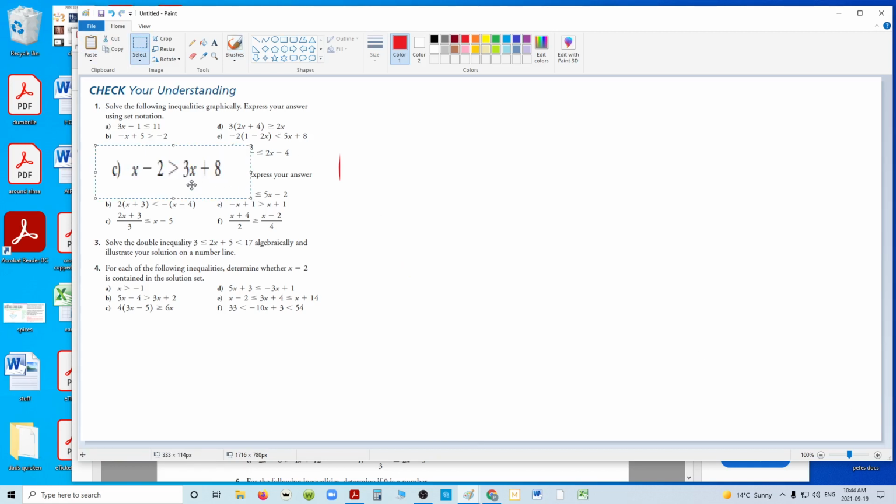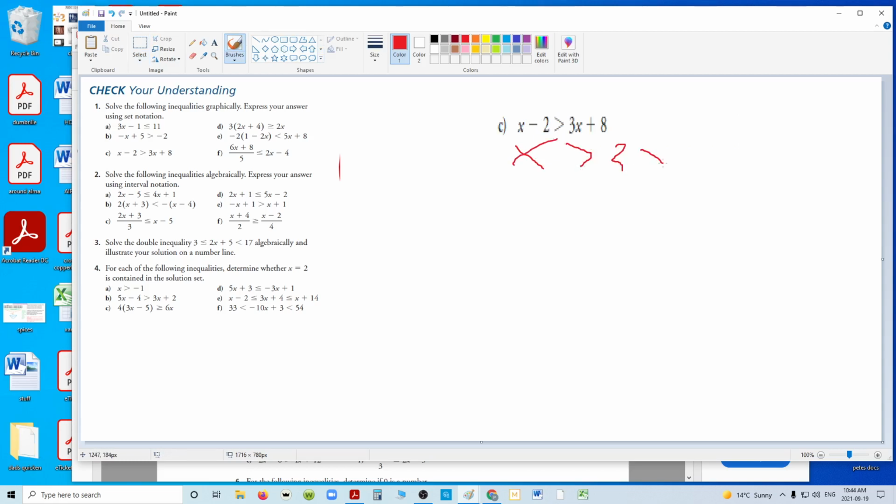Here, it doesn't matter how many symbols there are. You can still add 2 to both sides, get 3x plus 10. Then you can, I probably should have brought that x to this side actually. Let's do that. Let's bring the 8 to this side and the x to that side. So I'm going to subtract 8 on both sides.